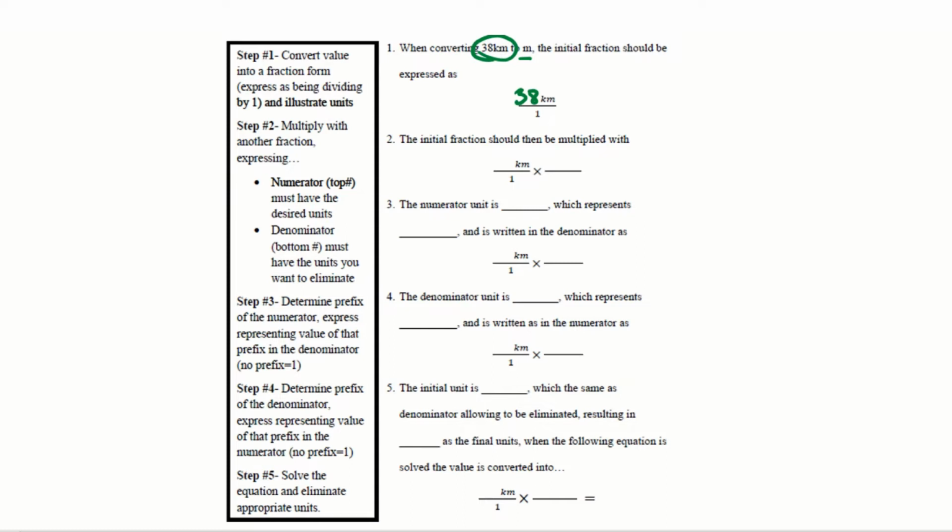So again, let's write down what we have. We have 38 kilometers divided by 1. Now I'm going to multiply it with a new fraction. They're telling me that the numerator, which is the number on the top, has to have the desired units.